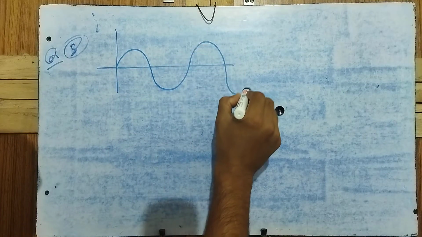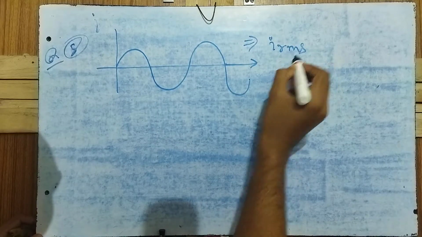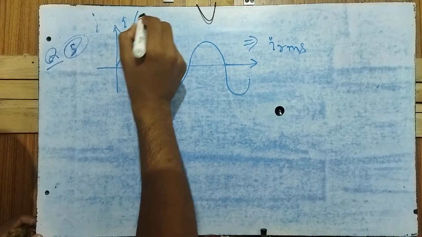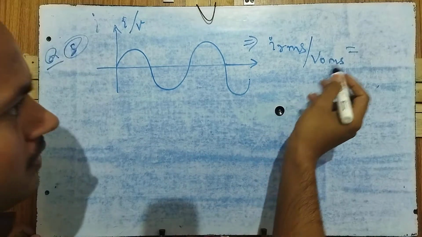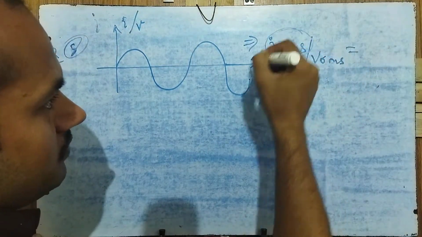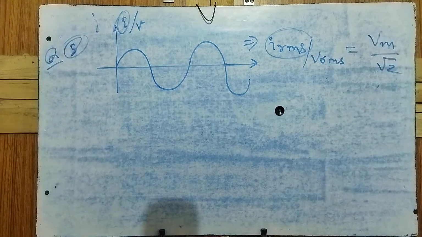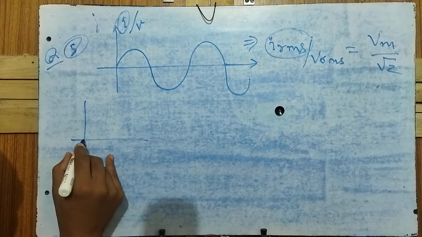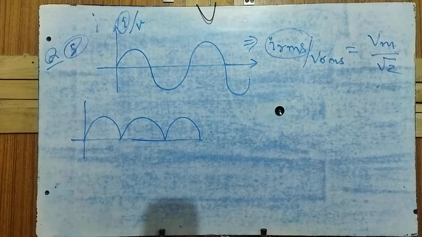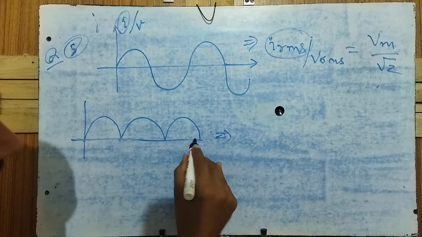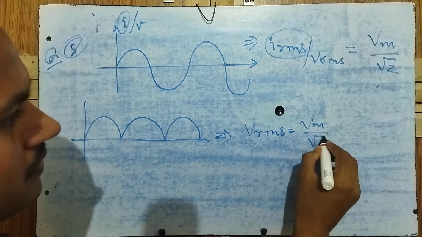sinusoidal pulse like this, so its RMS will be IRMS if it is in the form of I, or if it is in the form of V, we can say VRMS, right? Whatever is the I or V, take VRMS. So Vm by root 2. VRMS is Vm by root 2. If the signal is a full wave rectifier, right? So in case of full wave rectifier, it is again Vrms is Vm by root 2.